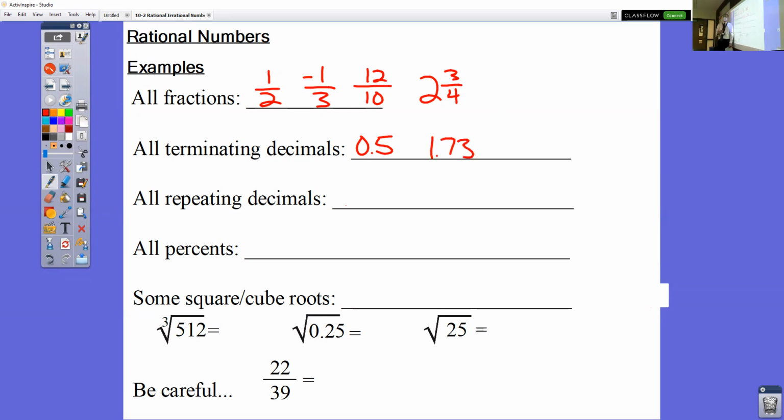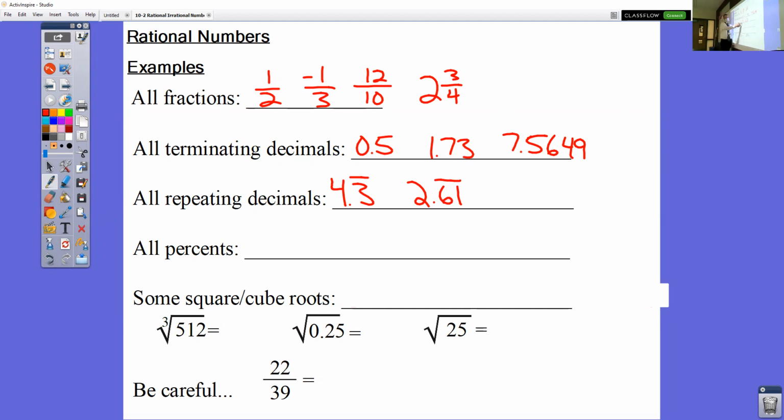1.73. It stops after the 3. You could even have a little bit longer one, maybe 7.5649. It stops after the 9, therefore it's rational. All repeating decimals. So anytime that you see that repeating sign, so like 4.3 repeating, you might have 2.61 with the bar over the 6 and the 1.